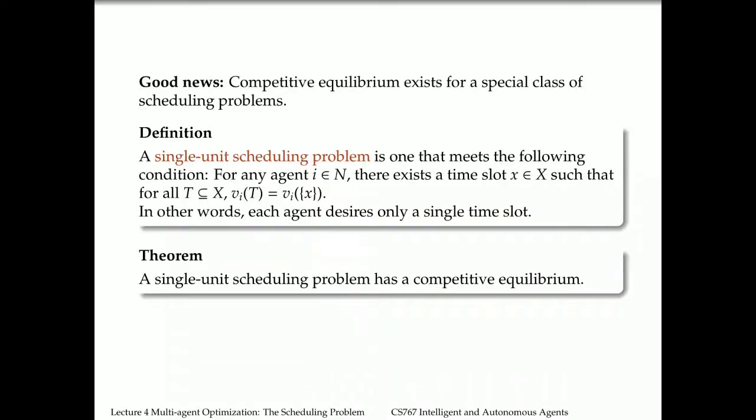But there's actually some good news. Competitive equilibrium exists for a special class of scheduling problem, namely what we call the single unit scheduling problem. This is when every agent just needs to get one time slot. So there exists a time slot such that for all of the bundles of time slots, the local reward for this agent getting this bundle would be the same as the agent getting just that single time slot, right?